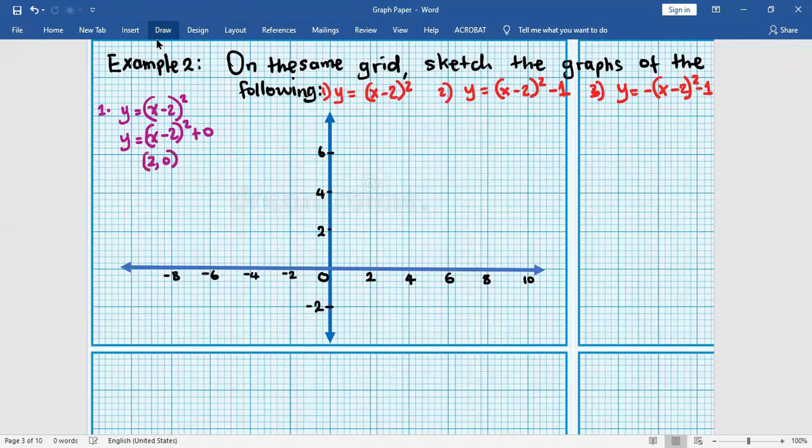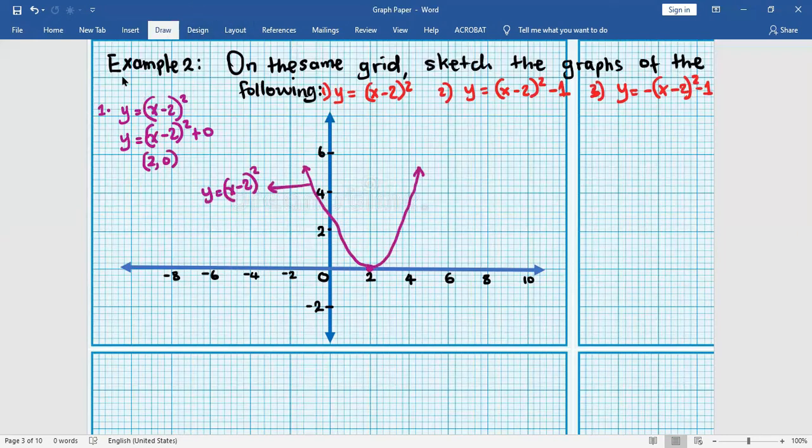So this is the vertex, and it is upward opening because the coefficient of x squared is positive. So we look at (2, 0), it is at this point. So this means that the sketch will be something like this. So we say that this is y equals (x minus 2) squared.